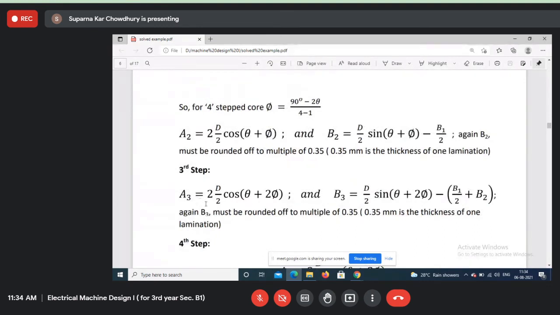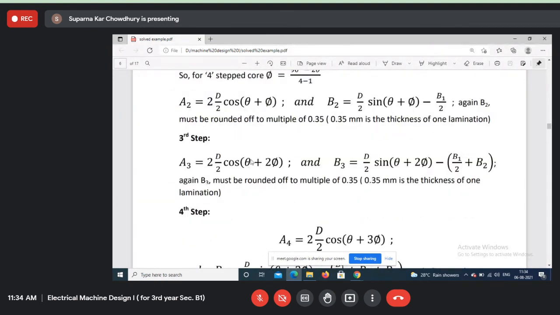Similarly, we can get the third step. For the third step, the angle will be the same equation. The angle will be theta plus twice phi. And here we must subtract B1 by 2 plus B2. Now, on each and every step, all B's have to be rounded off to 0.35. And always take the rounded off value.